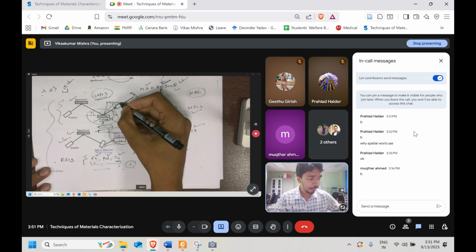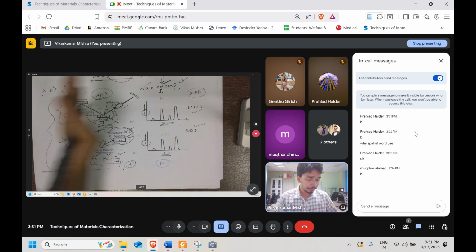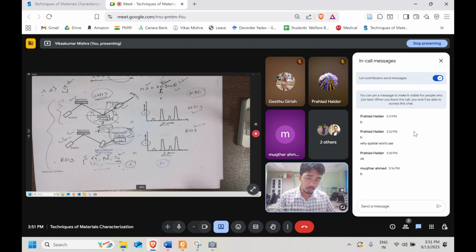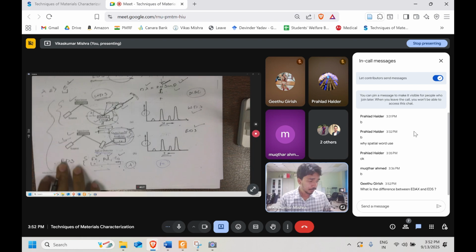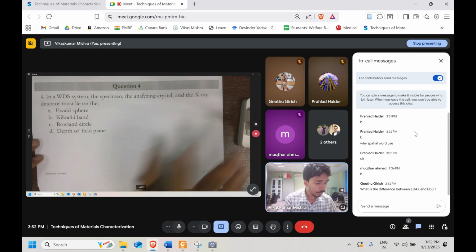Again, the detector will try to convert that X-ray into the intensity, the number of counts, so it will transform the pulse X-ray signal into an electrical signal, and get the information based on that, right? Okay. Thank you.